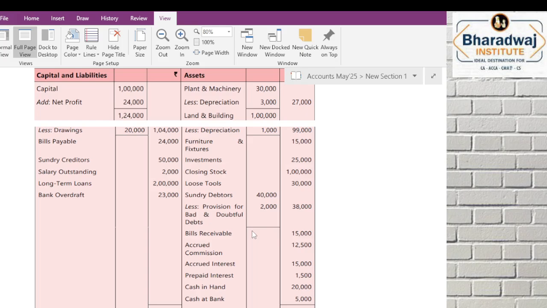Any doubt in this balance sheet? Capital, net profit minus drawings, bills payable, creditors, all payable amounts, outstanding salary or loan or bank overdraft will come. Asset side, like your assets minus depreciation, then investment, stock, tools, debtors minus provision, bills receivable, commission receivable, interest receivable, anything paid in advance, prepaid interest is an asset. Then cash in hand, cash at bank also assets.